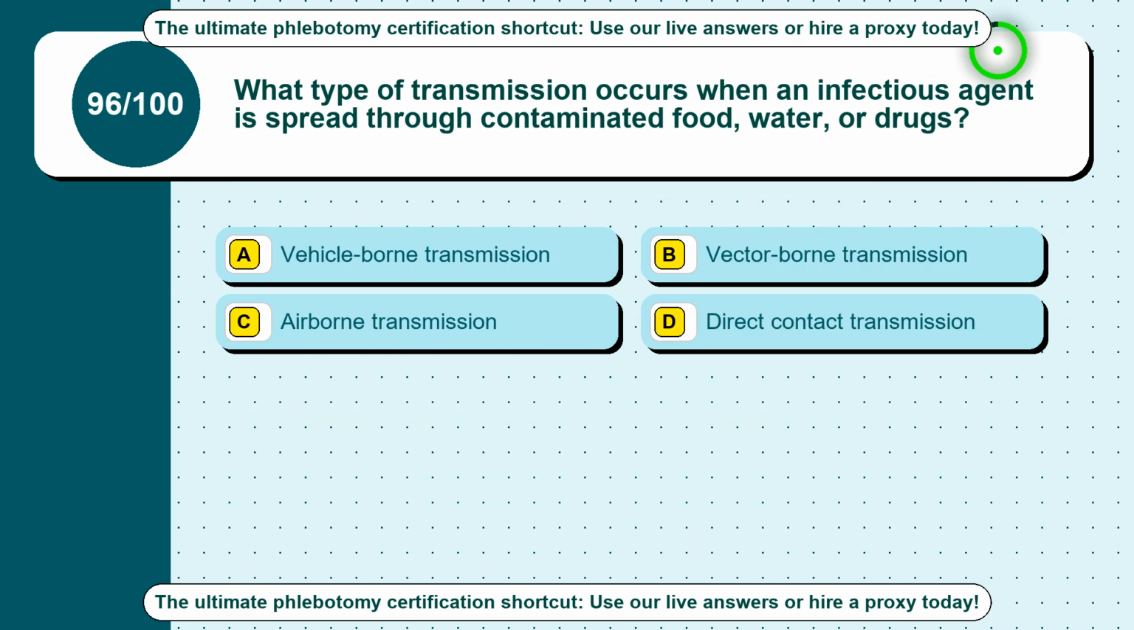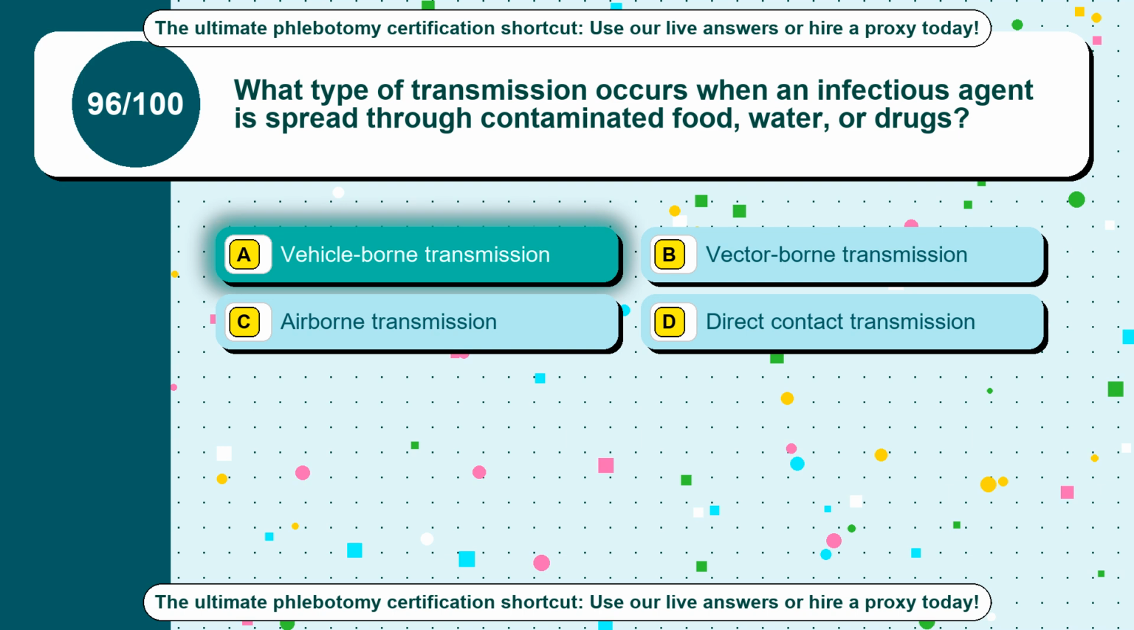Question 96. What type of transmission occurs when an infectious agent is spread through contaminated food, water, or drugs? Option A, vehicle-borne transmission. Option B, vector-borne transmission. Option C, airborne transmission. Option D, direct contact transmission.